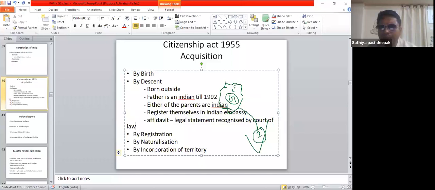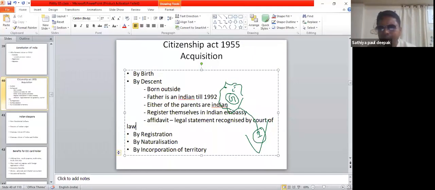The couple forgets to register the birth of the child in India within 1 year. They did not come to the Indian embassy. After 1 year only, they come to know about this rule. Now what they have to do, they have to apply to the Ministry of External Affairs, and only if the government desires, the child may be granted citizenship.